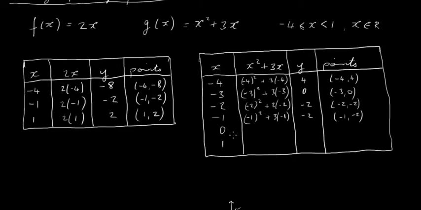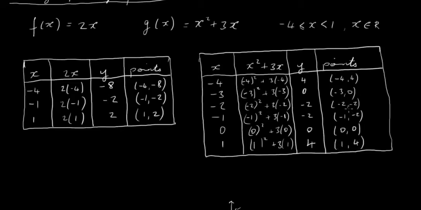Next one is the easy one. I'm putting in 0. So it's going to be 0 squared plus 3 times 0. So that's just going to be 0. So my next point is going to be (0, 0). The last one then, I'm going to put 1 in, I'm going to square it, and then I'm going to multiply it by 3. So 1 squared is 1. 1 plus 3 is 4. So this is going to be (1, 4).